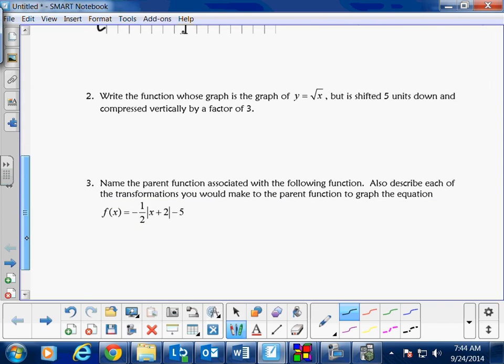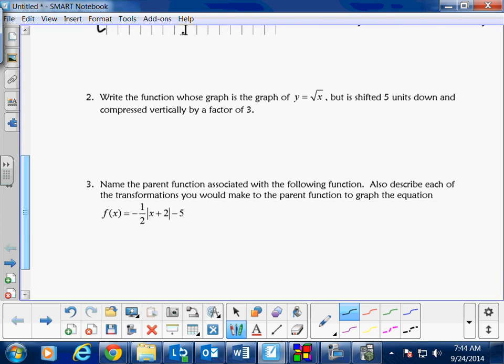Again, try this problem first by yourself, and then watch what I do. You can pause the video if you like now. But let's go ahead and now move forward to what the answer to this problem is. And it says, write a function whose graph of y is square root of x, but is shifted 5 units down and compressed vertically by a factor of 3.